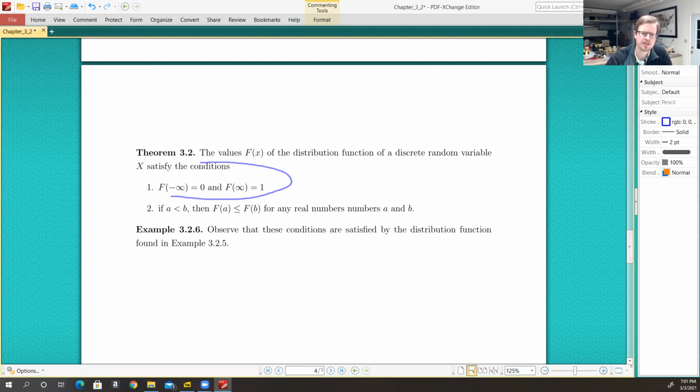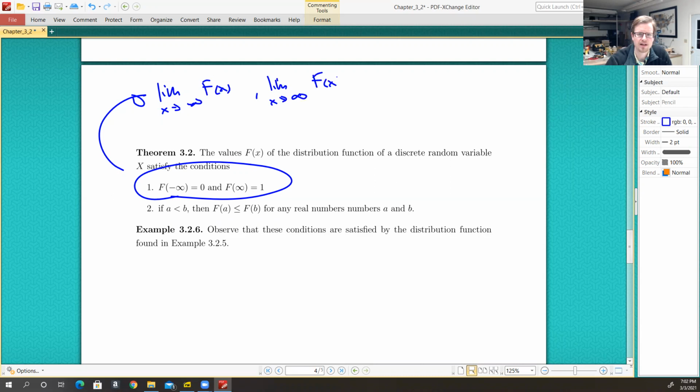Really, in both of these cases, you want to think of it as the limit as x goes to negative infinity of F of x, and the limit as x goes to positive infinity of F of x. This is much more appropriate notation. That's certainly what they mean when they say this sort of thing here.